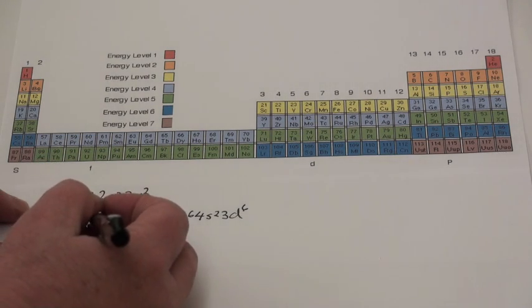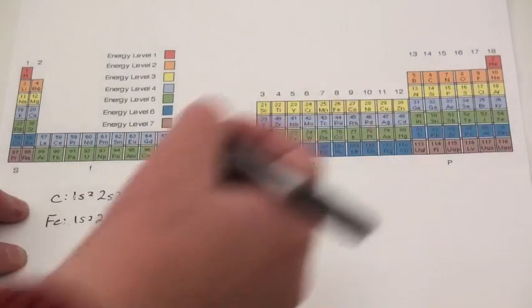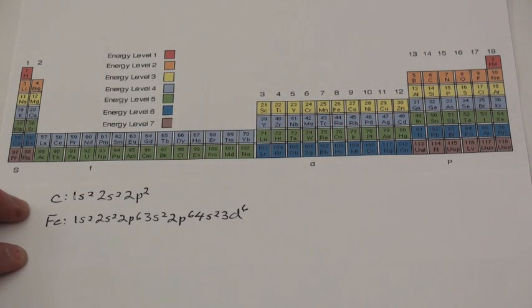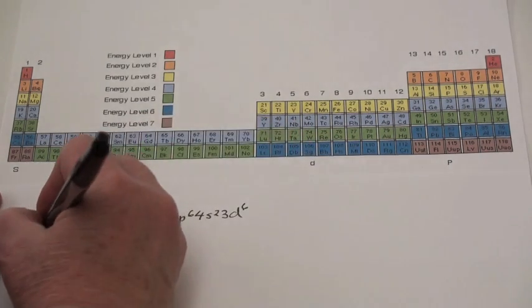If you add all of these up, 2 plus 2 plus 6 plus 2 plus 6 plus 2 plus 6, you'll end up with 26. But I didn't have to do any counting along the way. All right, let's do another one. Let's say we want to do terbium. Let's get to a bigger one.